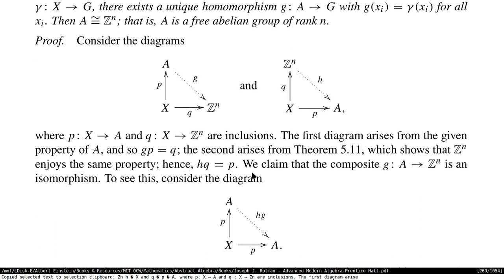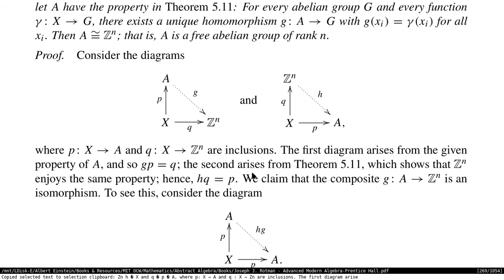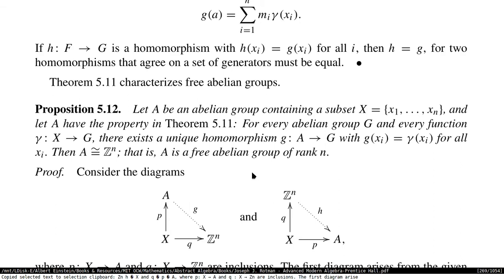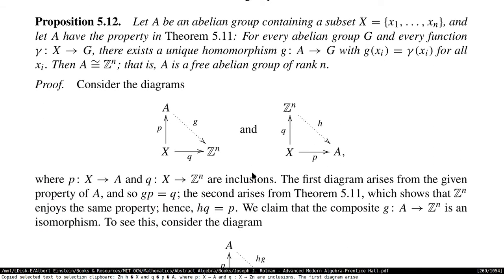Right, the first diagram is just the inclusion of the subset into the abelian group, and so g P is equal to Q.